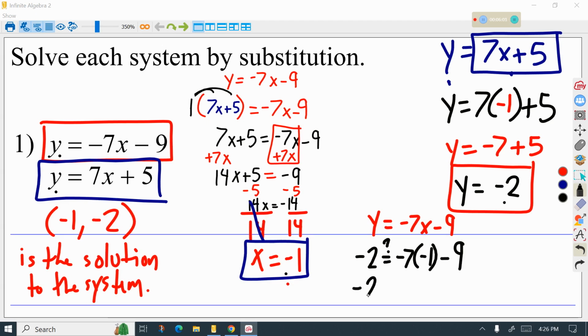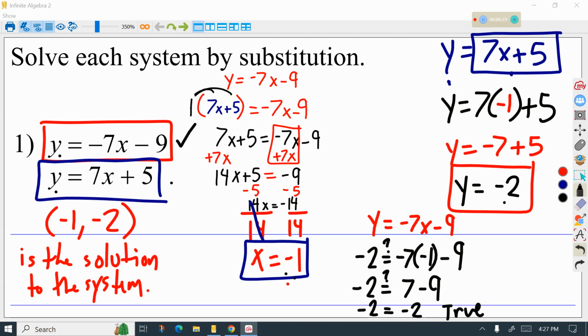Is it true that negative 2 is equal to negative 7 minus 1? Is that true? Negative 7 times negative 1 is 7, right? Minus 9. What's 7 minus 9? Is that negative 2? Yes, it's true that negative 2 is equal to negative 2. Okay, so I'm hoping you see that, yeah, these numbers, x and y, they make the red equation true.